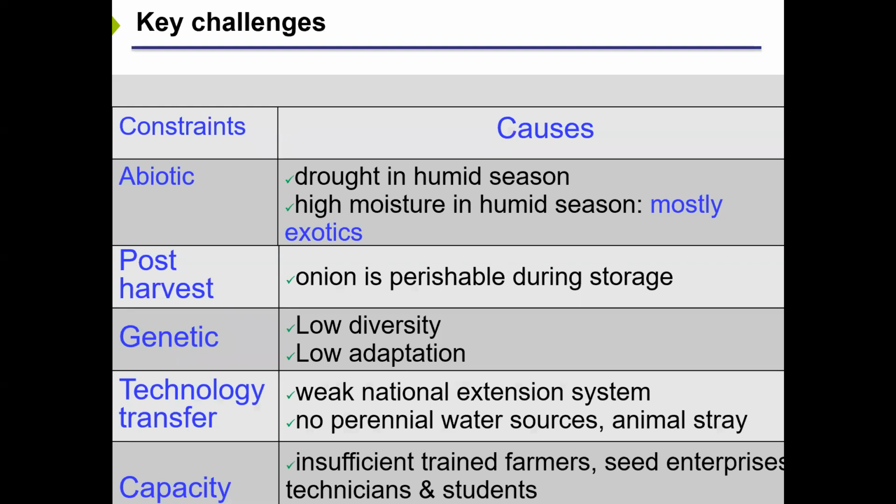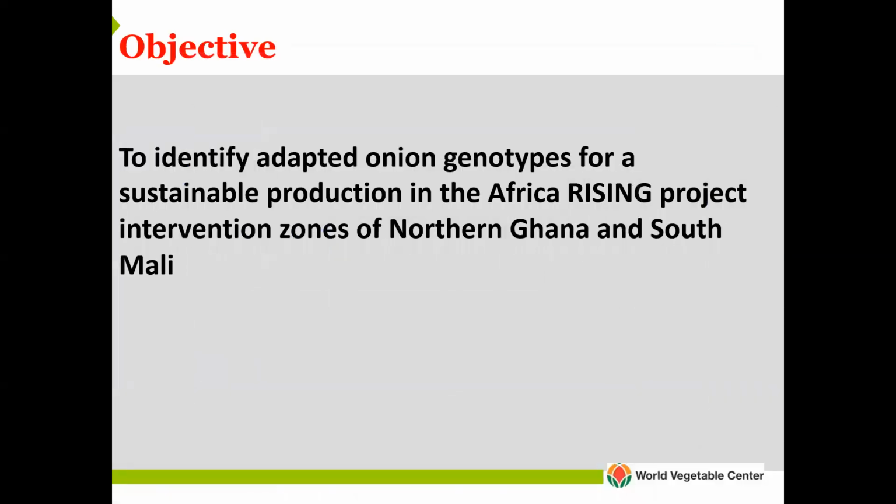This table aims at showing that low diversity and poor adaptation are amongst currently grown onion constraints in West Africa and most developing countries. The objective of this work is to identify adapted onion genotypes for sustainable production in some zones of northern Ghana and South Mali.